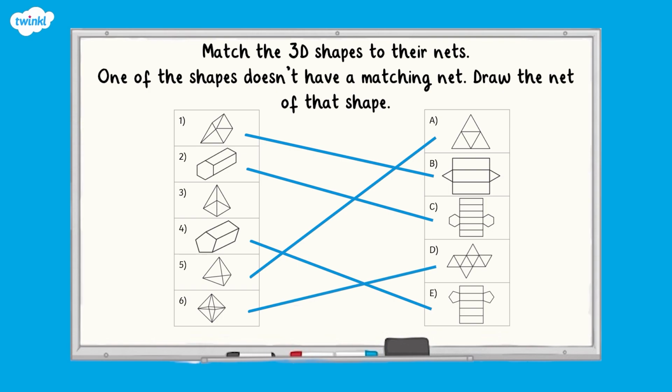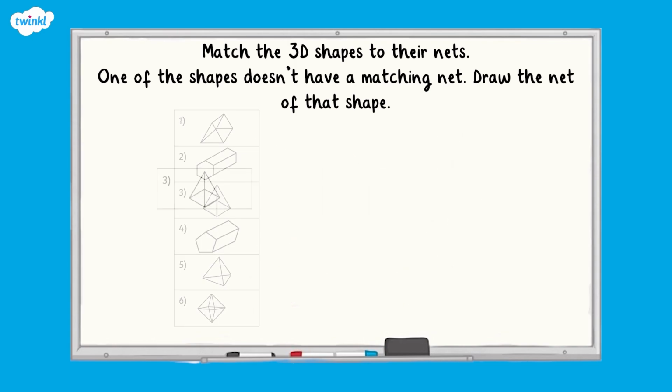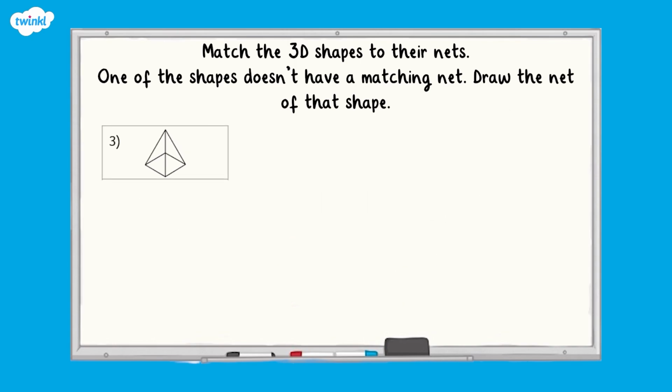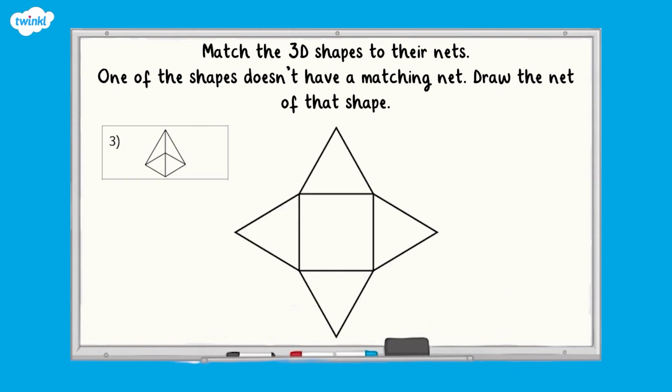So you needed to draw the net of shape 3, which is a square-based pyramid. A square-based pyramid has 5 faces, 1 square face and 4 triangular faces. So the net needs to have 1 square and 4 triangles, like this.